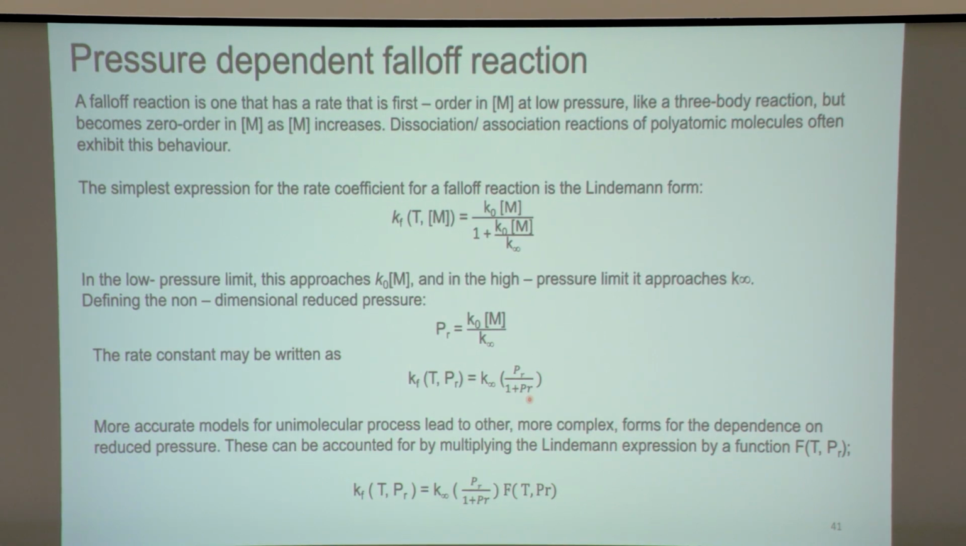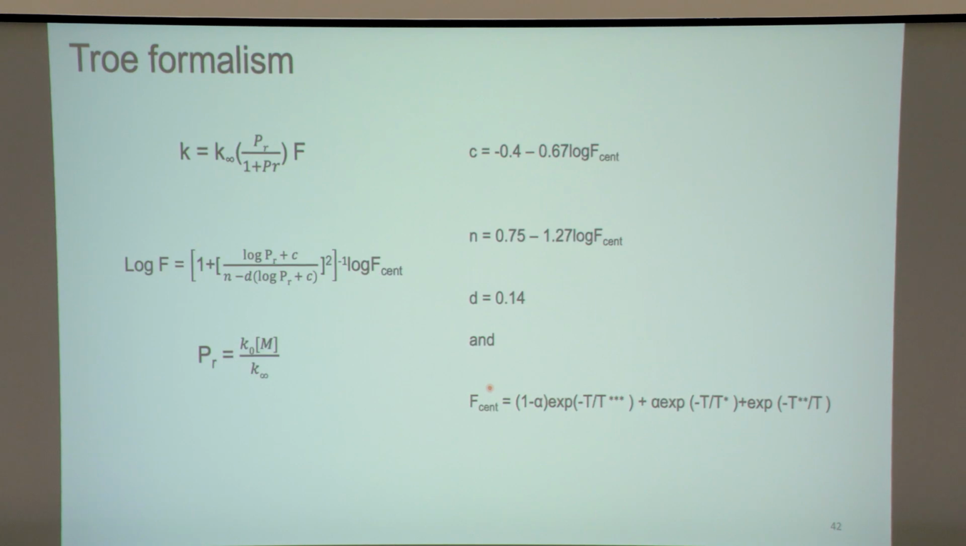And now we have to find out what this reduced pressure is and what this K infinity is, and so on, so we can fit it. There are two different ways to do it. One is called the Lindemann function. The other is the Troe expression. So first, let's look at the Troe formalism.